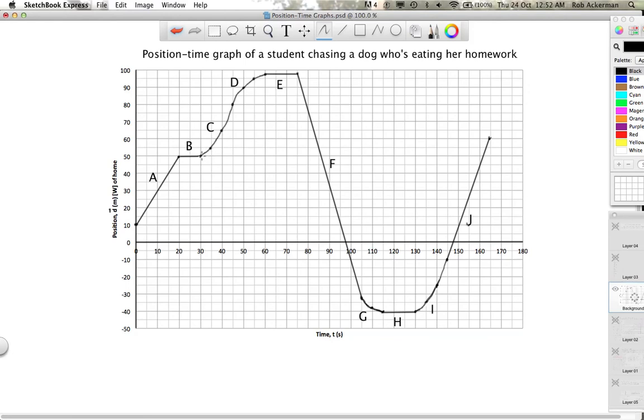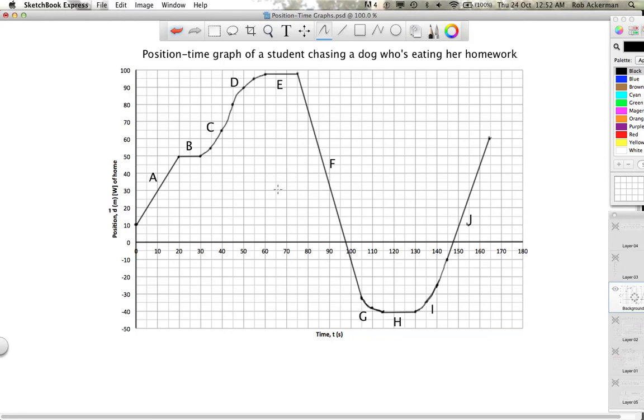What are you doing when you're curving this way? Well, you're changing your velocity for sure, but is it speeding up or slowing down? I wonder. Look at those tangent slopes as a hint. And then in part D, now you're curving your graph this way. Is that speeding up or slowing down? Look at your tangent slopes. Now you're stopped again. Now you're returning home at a constant rate, and so on and so on.